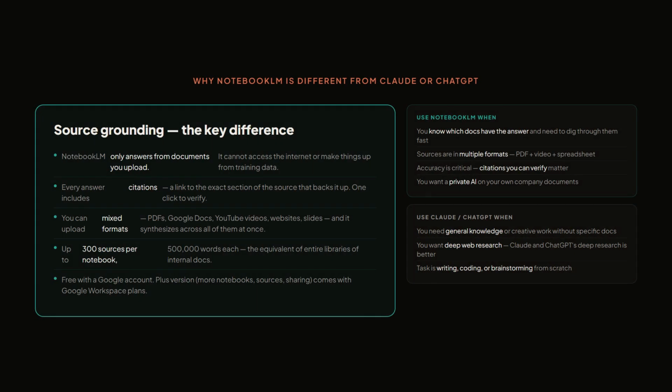Here's the one thing that makes NotebookLM different from Claude, ChatGPT, or Gemini. It only answers from documents you upload, period. It cannot search the internet. It won't pull from its training data. Every single answer comes with a citation that links to the exact section of the source it pulled from. One click to verify. This sounds like a limitation.